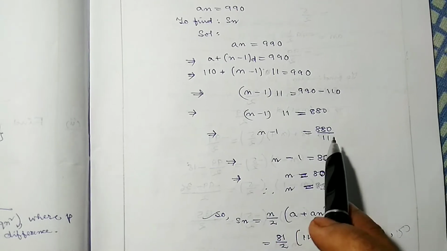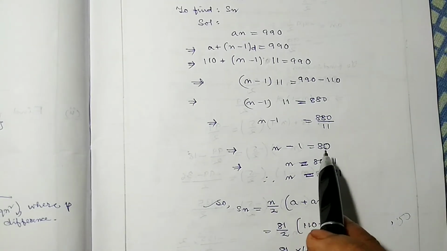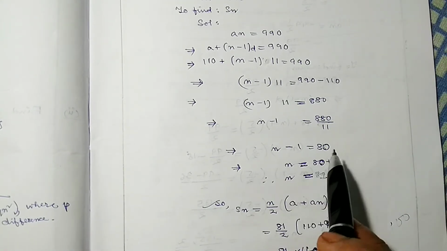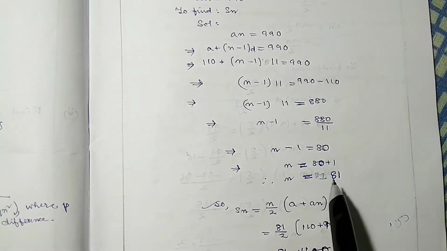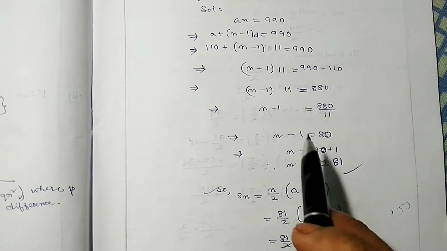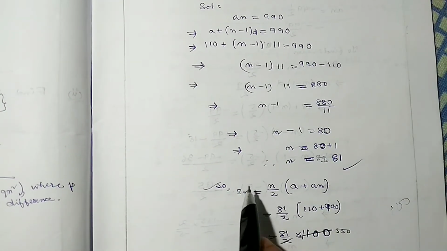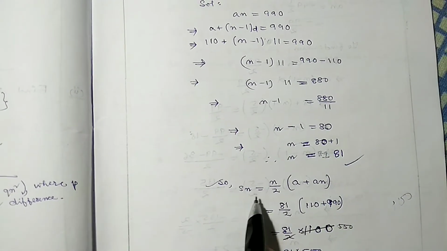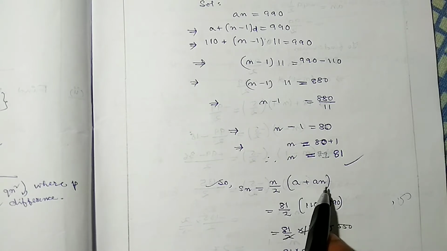So n minus 1 will be this divided by this. We are going to get 80. So n equals to 80 plus 1. So n equals to 81. So we calculated n. Since we know n and last term, we can use the second formula of sum, that is Sn equal to n by 2, a plus l. Whenever last term is known, we can use this. Otherwise, that long formula we have to use.